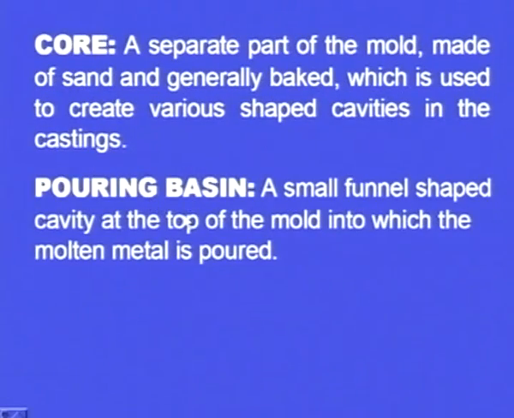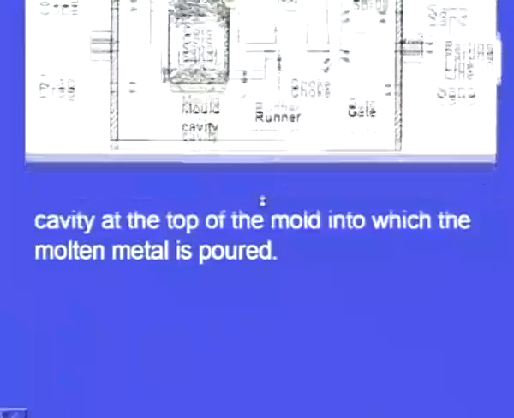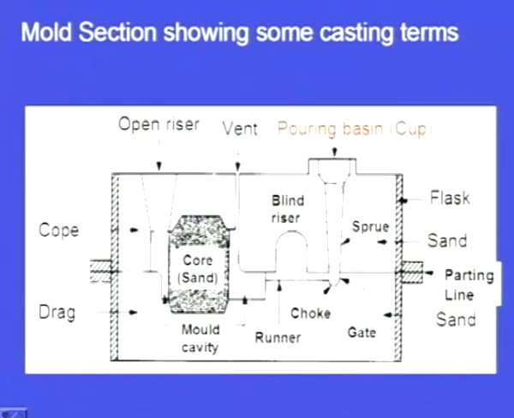And pouring basin, this is the small funnel shaped cavity at the top of the mold through which we pour the molten metal. So, this is the pouring basin and this is the mold, and through this basin we pour the molten metal. The molten metal will fall, and this is the choke, and it will pass this way and enter into the cavity, and it will rise up to here.